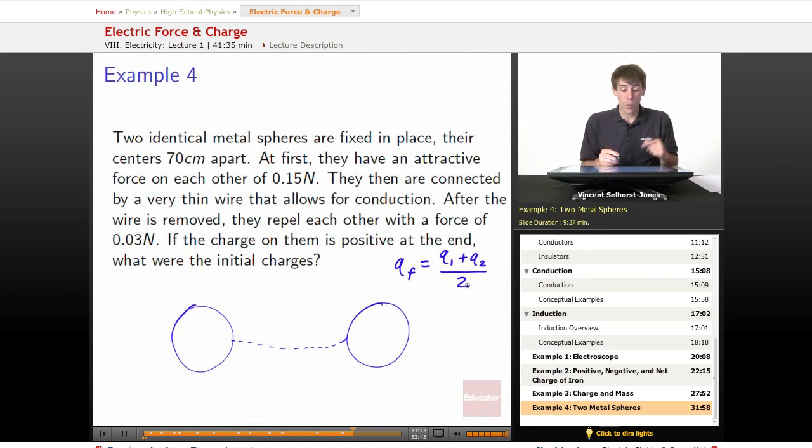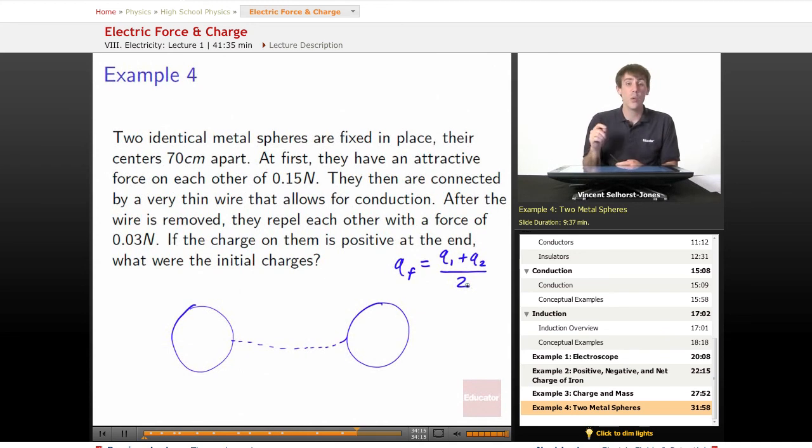Okay, so the wire is removed, and we'll assume it's a very thin wire, so we don't have to worry about any real charge being taken away on that wire, because there would be a few elementary charges strung along that, right? But we're going to assume it's so thin, so small, that very few are going to be left there. They're almost entirely going to be on the spheres. Finally, the spheres repel each other with a force of 0.03 newtons. If the charge on them is positive at the end, what were the initial charges?